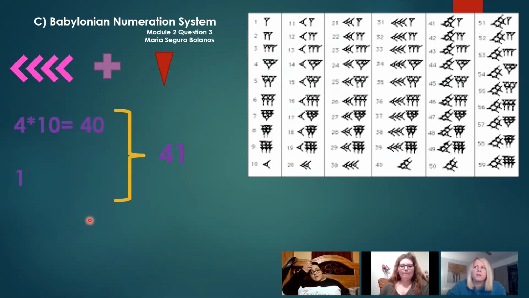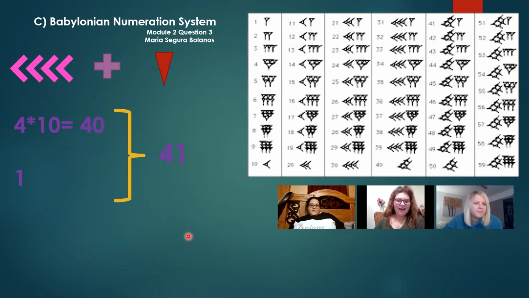The Babylonian numeration system is actually one of the easier ones to follow because it's just simply adding the figures of what you see. So super easy. One of my favorites. Yeah, cool. Good job. Thanks.